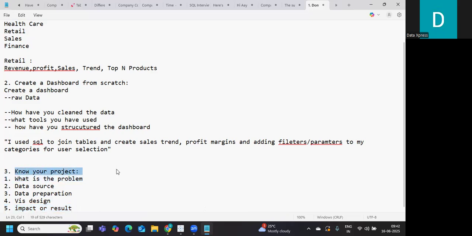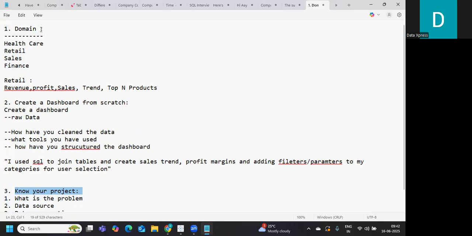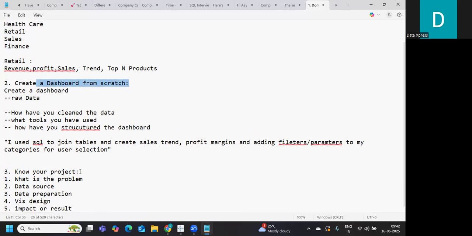Three important points we spoke about. Identifying the domain, creating dashboards from scratch, knowing the project, identifying the problem statement and resolving that, and knowing how it can help the client who is using that dashboard.